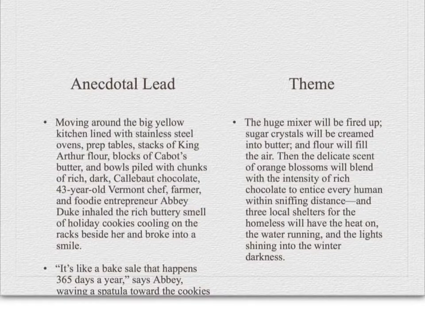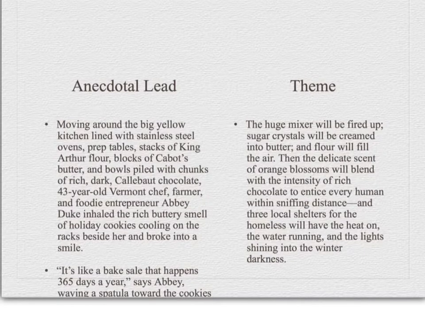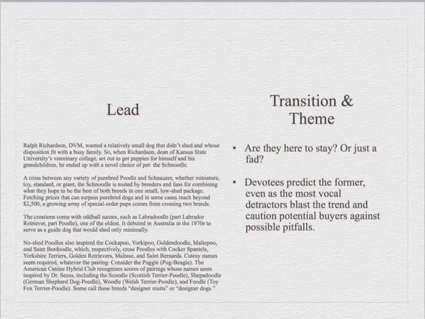Now here's what this takes us to. This is the theme. The huge mixer will be fired up, sugar crystals will be creamed into butter, and flour will fill the air. Then the delicate scent of orange blossoms will blend with the intensity of rich chocolate to entice every human within sniffing distance, and three local shelters for the homeless will have the heat on, the water running, and the light shining into winter darkness. So this is a story about this woman who bakes for a homeless shelter, and that's how we get from this lead into the theme paragraph.